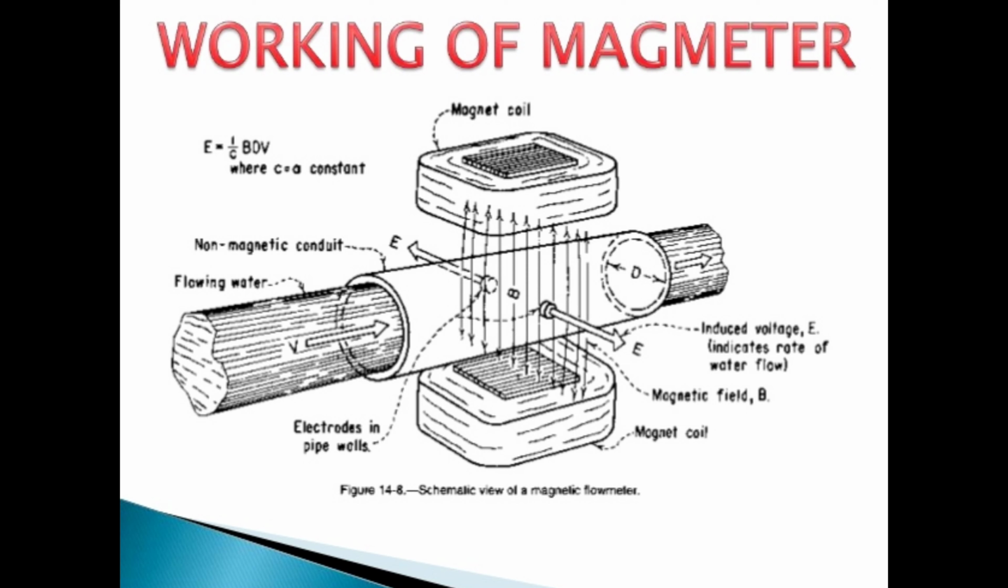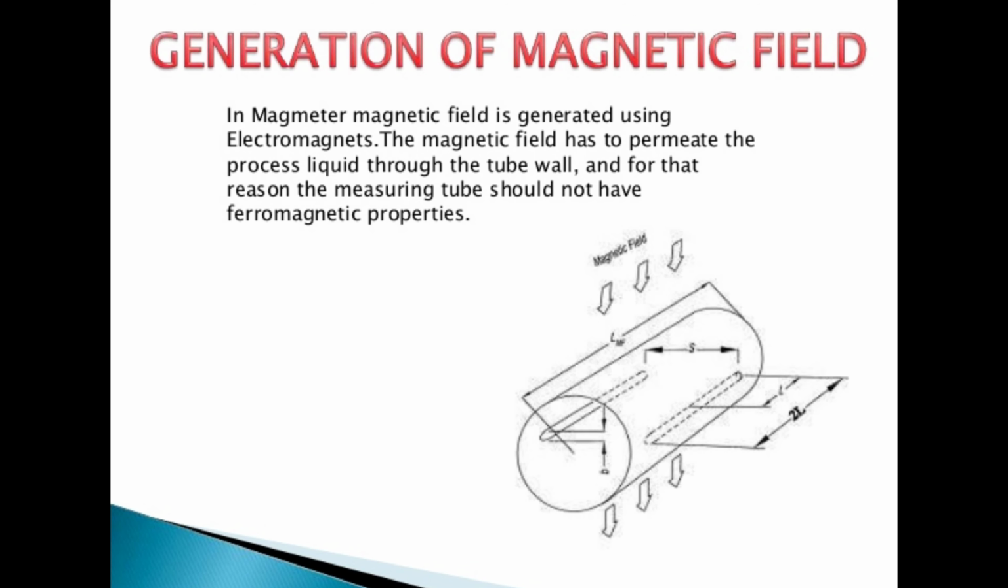The voltage is detected by using sensing electrodes mounted on the magnetic flow meter body and sent to a transmitter which calculates the volumetric flow rate based on pipe dimensions. Mathematically, we can state Faraday's law: E is proportional to BLV sin theta, where E is the voltage generated in the conductor, V is the velocity of the conductor, B is the magnetic field strength or magnetic flux density, and L is the length of the conductor.